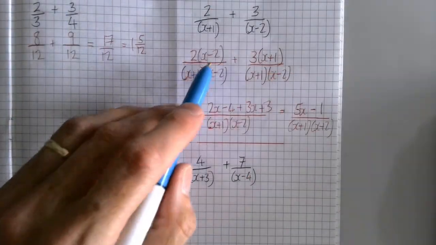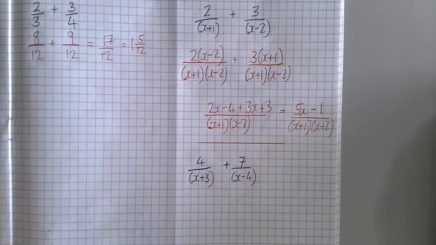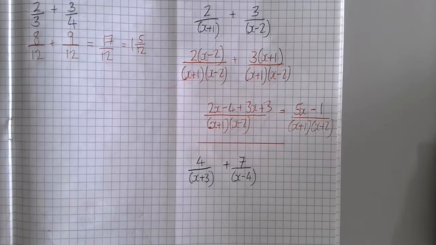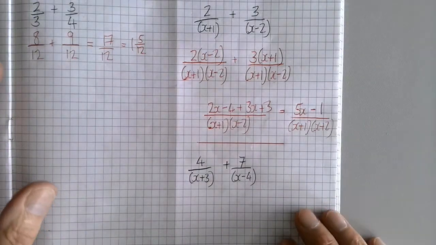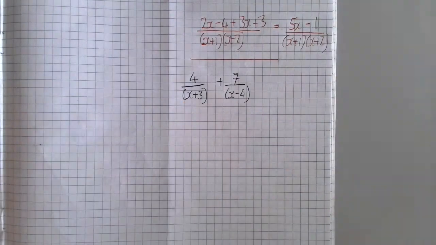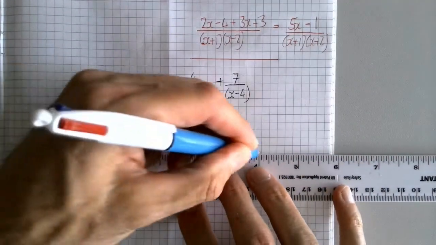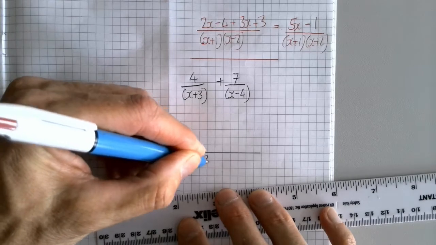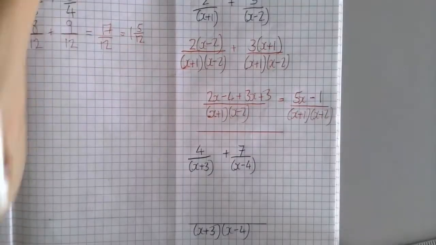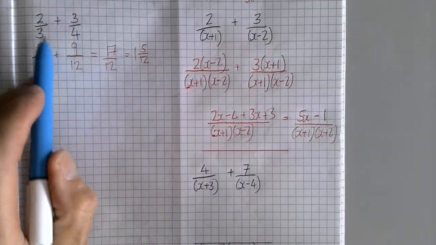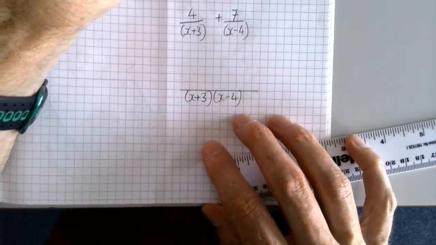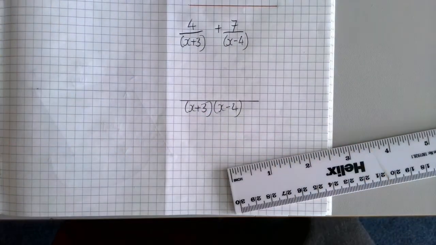So the downside of all this malarkey, and the one we just went through, is you end up writing this denominator loads of times. So I wonder if we can speed that process up a little bit. So I know that this fraction is going to end up with a denominator of x plus 3, x minus 4. Just like here, we had 3 and 4, it became 12. I know when I've got x plus 3 and x minus 4, that's going to be my denominator.